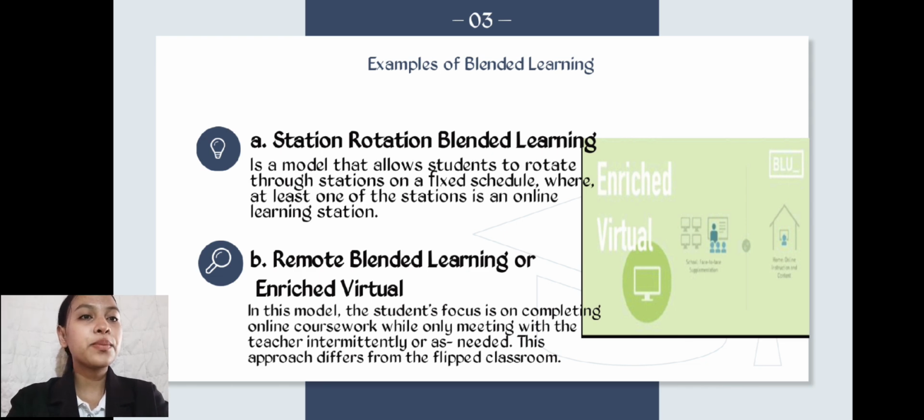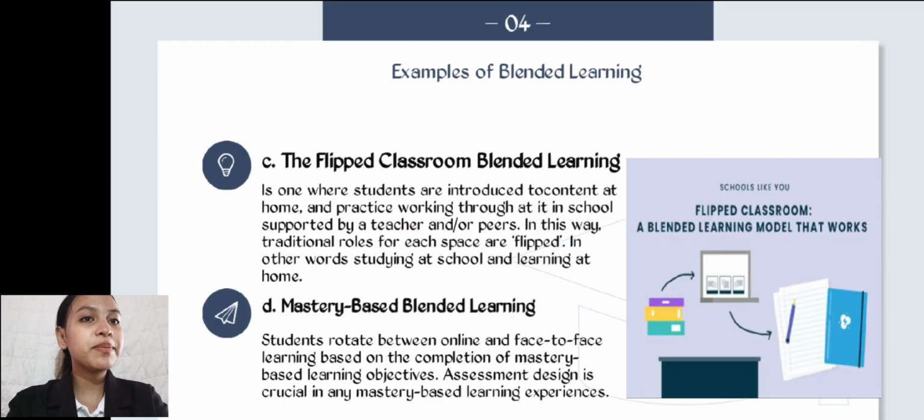The third example of blended learning is the flipped classroom blended learning. It's one where students are introduced to content at home and practice working through it in school, supported by a teacher and or peers. In this way, traditional roles for each space are flipped. In other words, studying at school and learning at home.